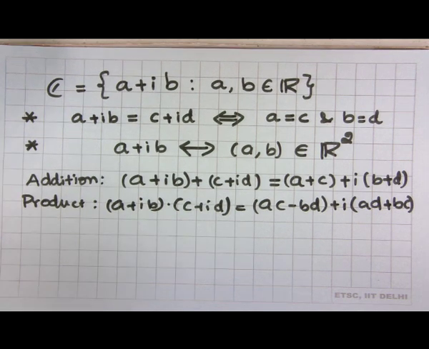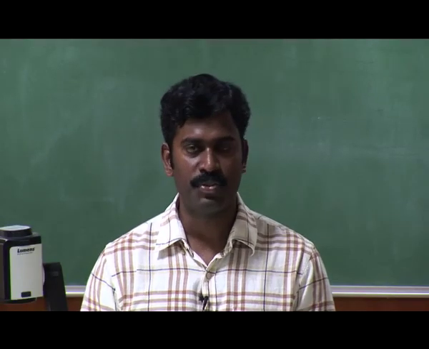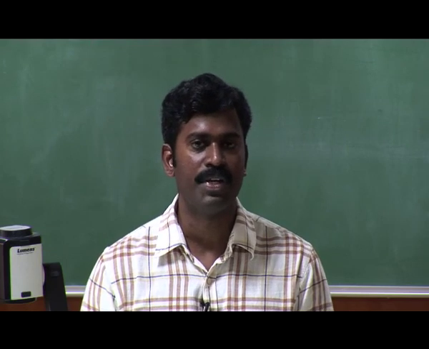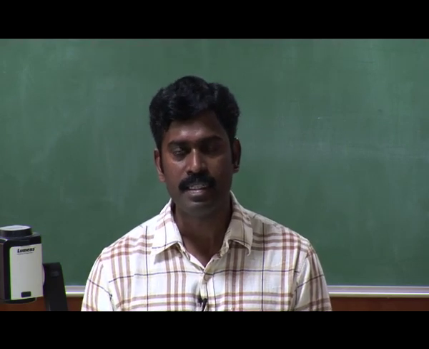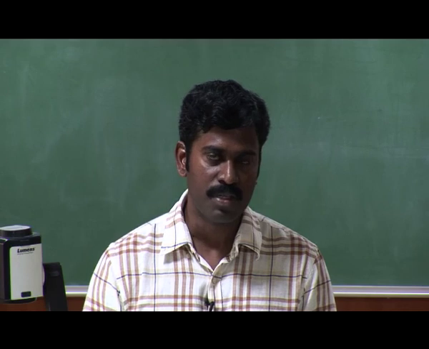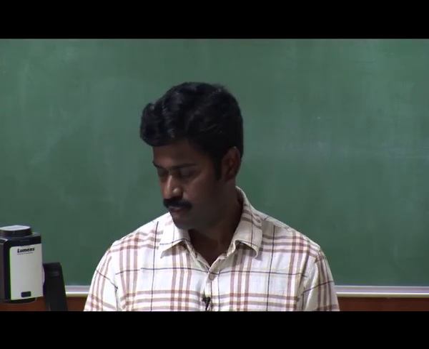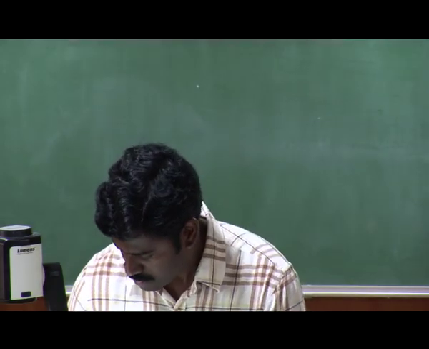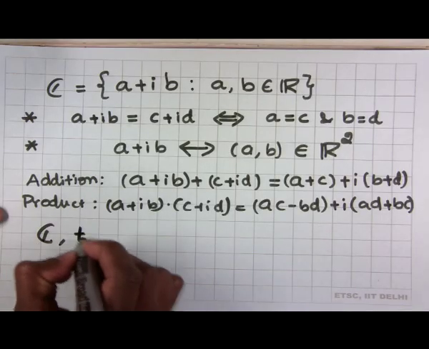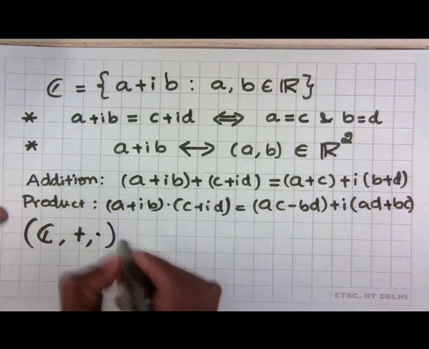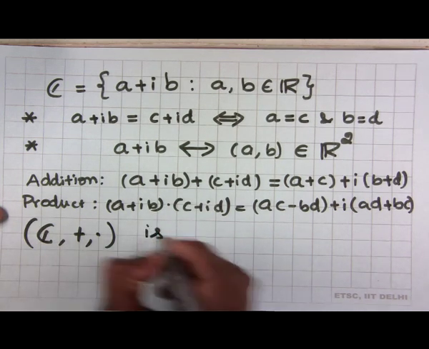So, with respect to these two operations, we mentioned that it satisfies closure law, associative law, commutative law, and identities as well as the inverses exist, and the distributive law is satisfied. So, with respect to this plus and multiplication, the complex number system becomes a field.